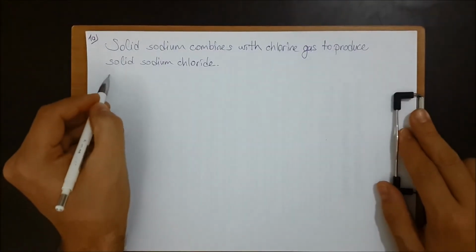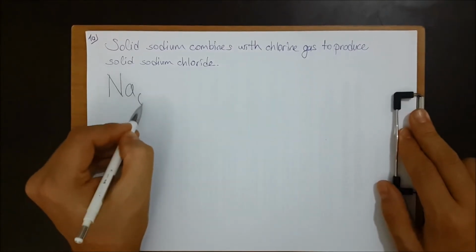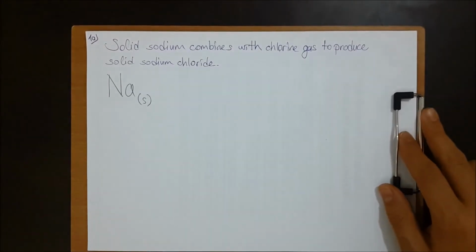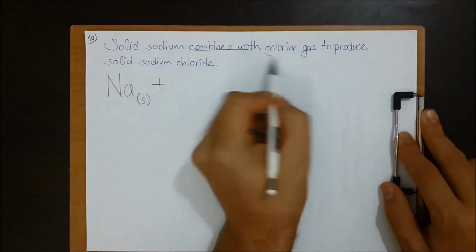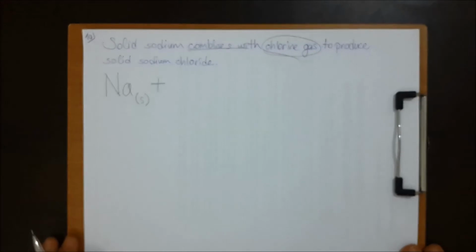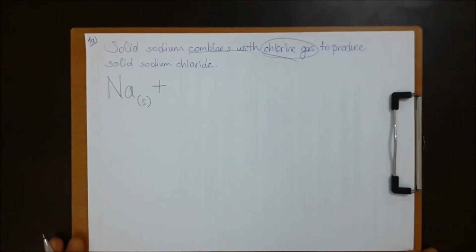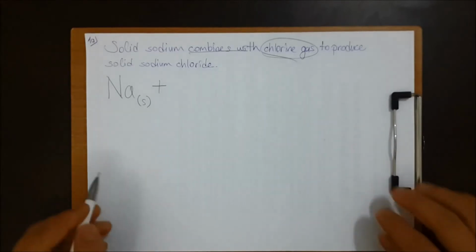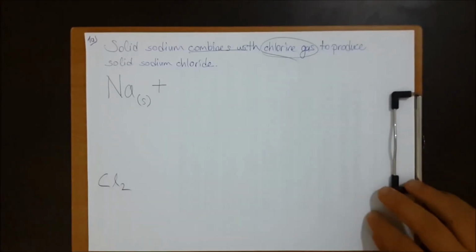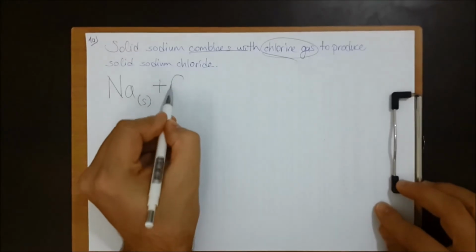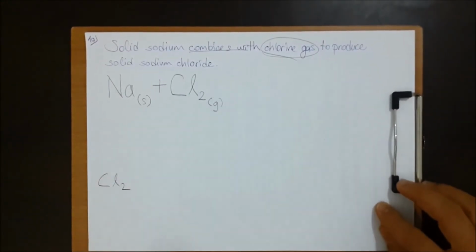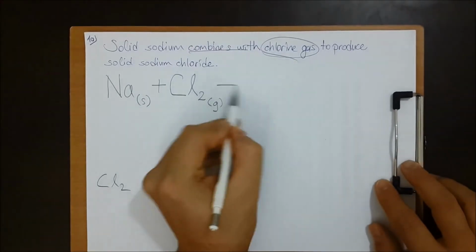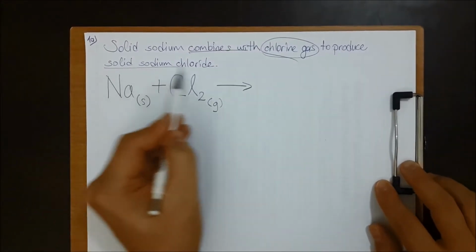Solid sodium means Na and state is s. Combines with means plus. Chlorine gas. As I told you in the previous question, chlorine gas, like hydrogen gas, is a diatomic molecular element. For this reason, its formula is always Cl2. Chlorine gas is shown by Cl2 and its state is gas. To produce means arrow.